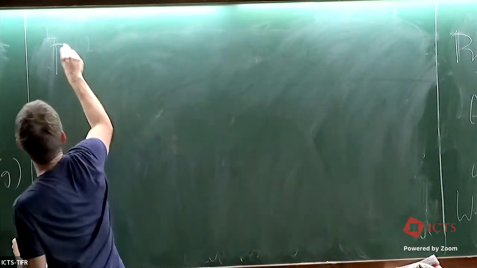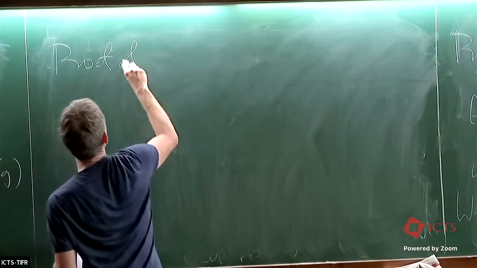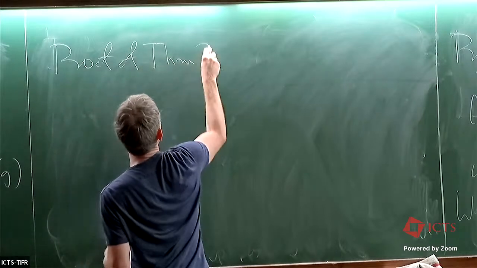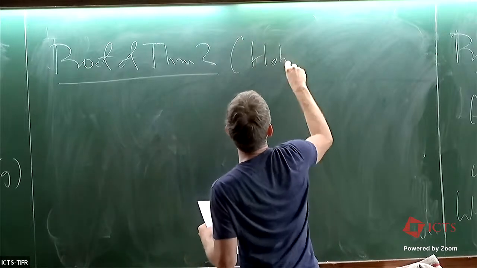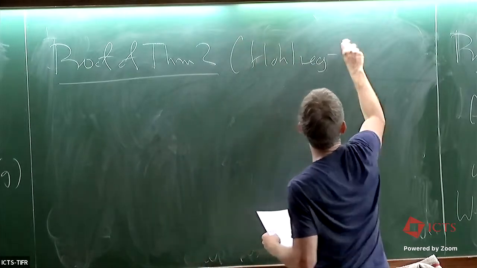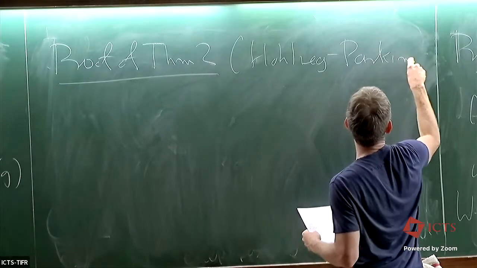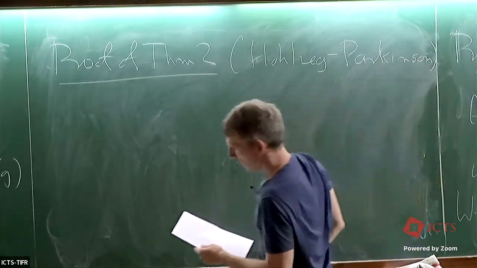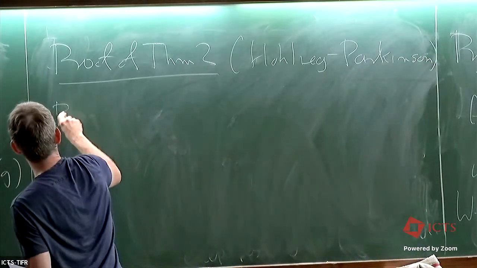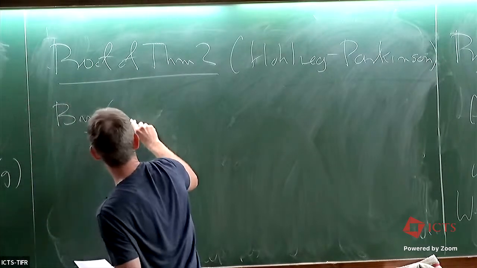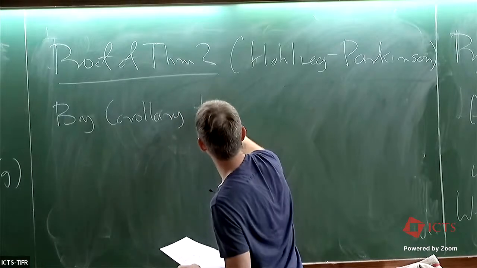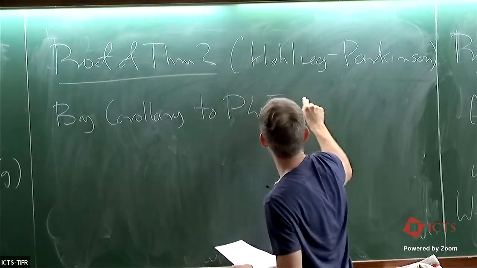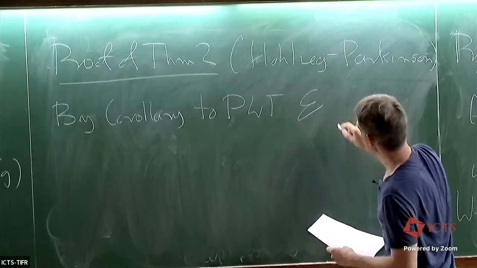So, proof of theorem 2, and this particular proof is by Holbeck and Parkinson. So we use the corollary to the parallel wall theorem. It's erased already, so I'll just write it again. By the corollary to the parallel wall theorem, the set of elementary walls is finite.